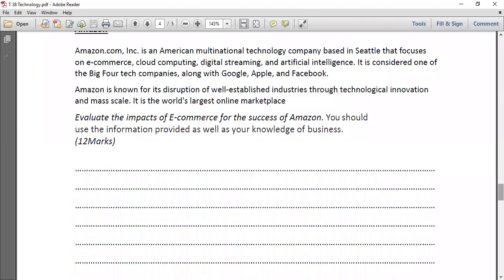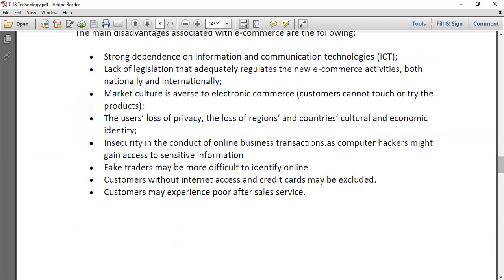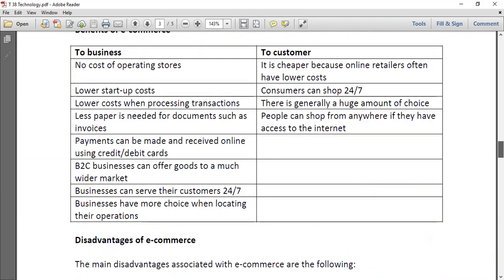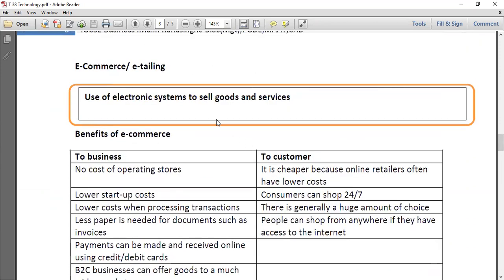So for 12 marks, when you're writing this kind of evaluation question, first of all you should start with the definition. What is e-commerce? Explain the e-commerce meaning: buying and selling goods, doing business through an electronic medium. The definition is there, right? I'll show you the theoretical part. So e-commerce is the use of electronic systems to sell goods and services online.